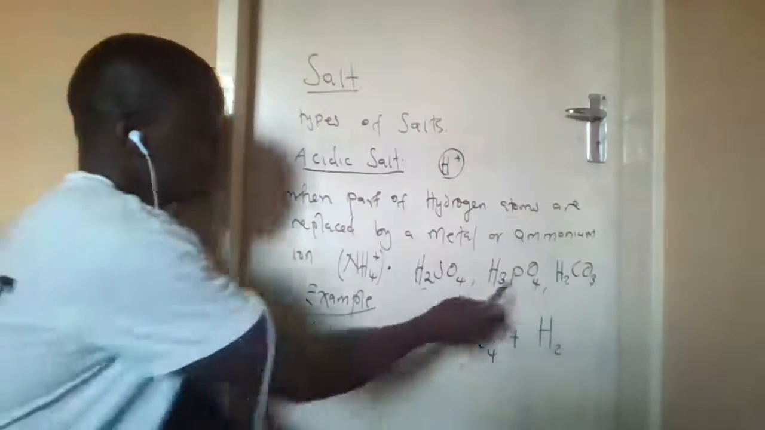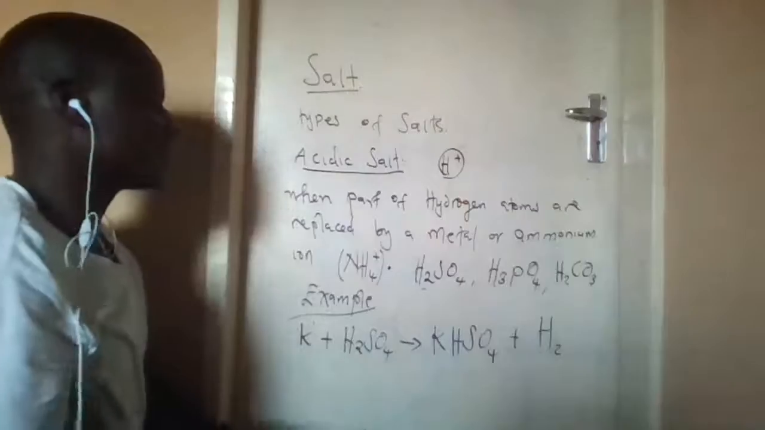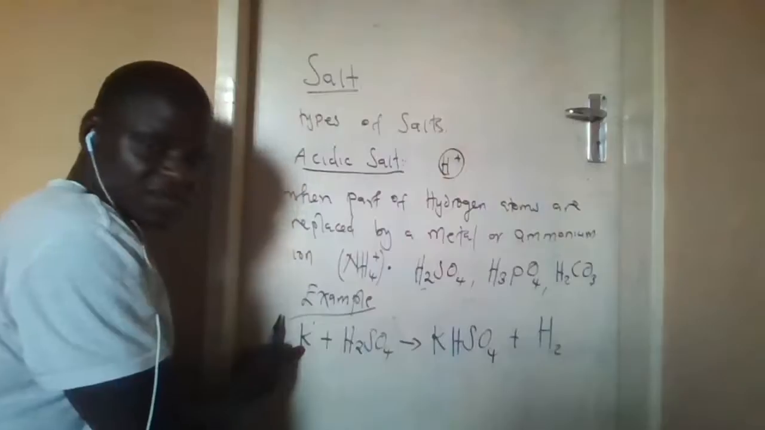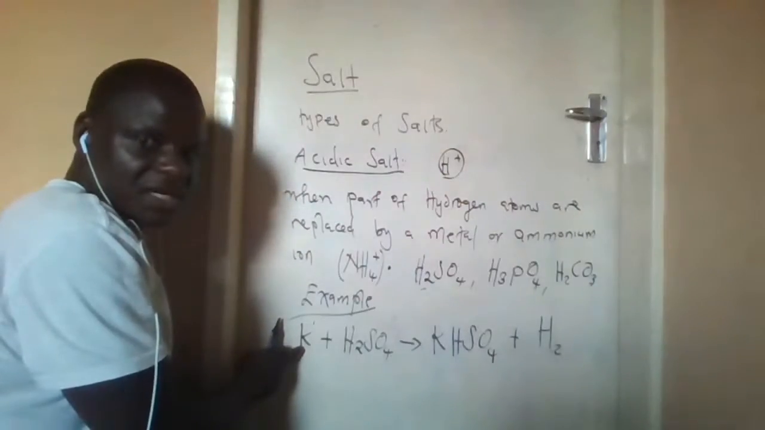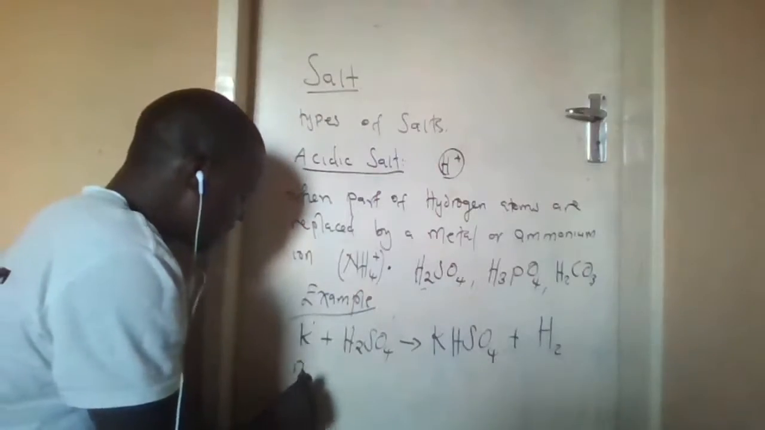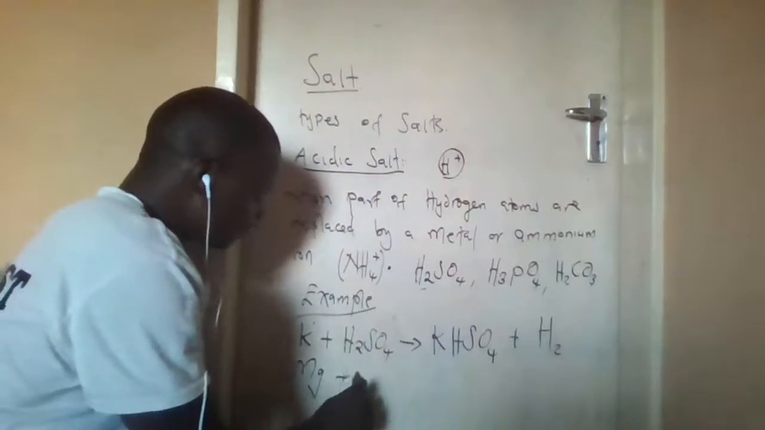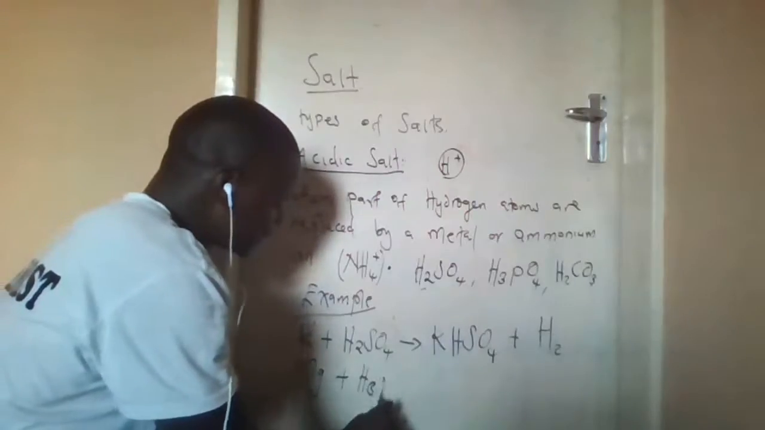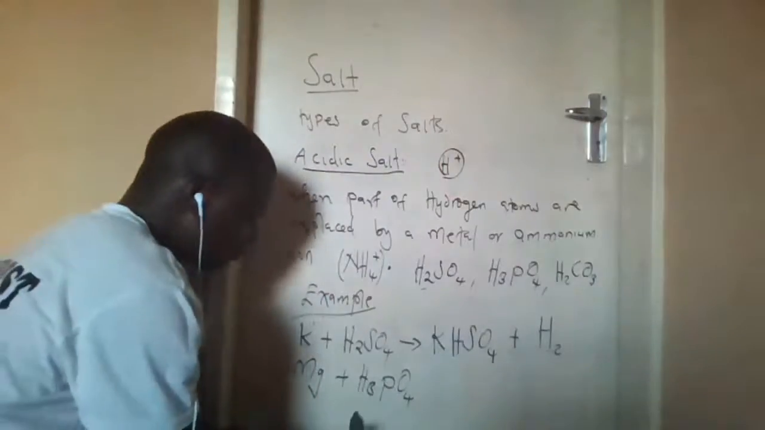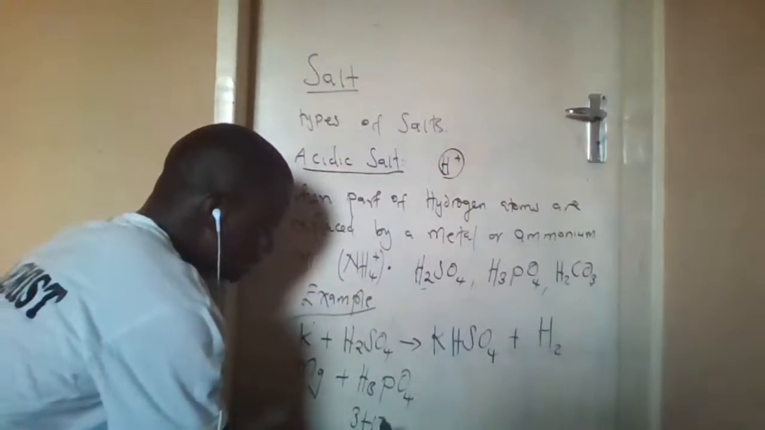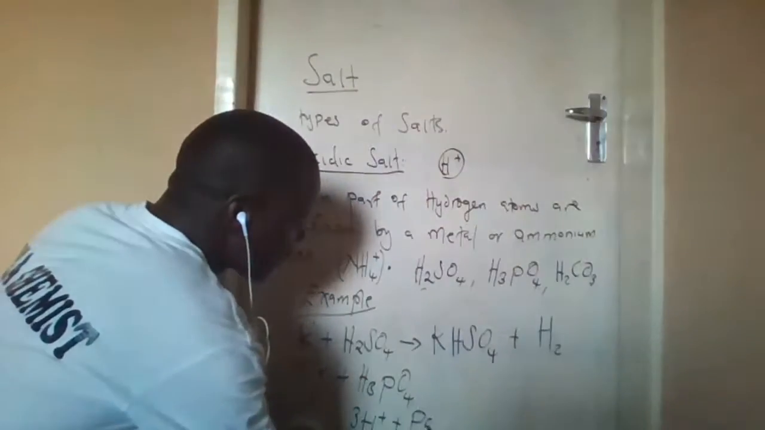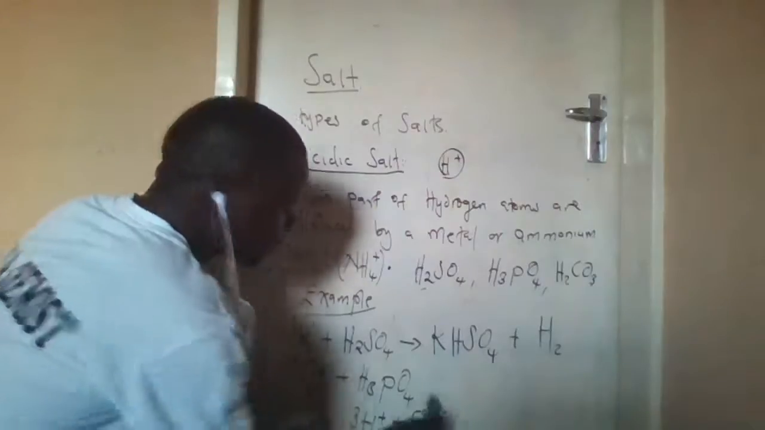Which other one can we look at this time around? Let's use the phosphoric acid. This time around, we can use a metal which has got a valence of 2, those elements that are in group 2 of the periodic table, such as calcium. This time around, I can use magnesium. So magnesium plus phosphoric acid, H3PO4. In here, we have 3 ions of hydrogen, which are combined with only 1 molecule of the phosphate.